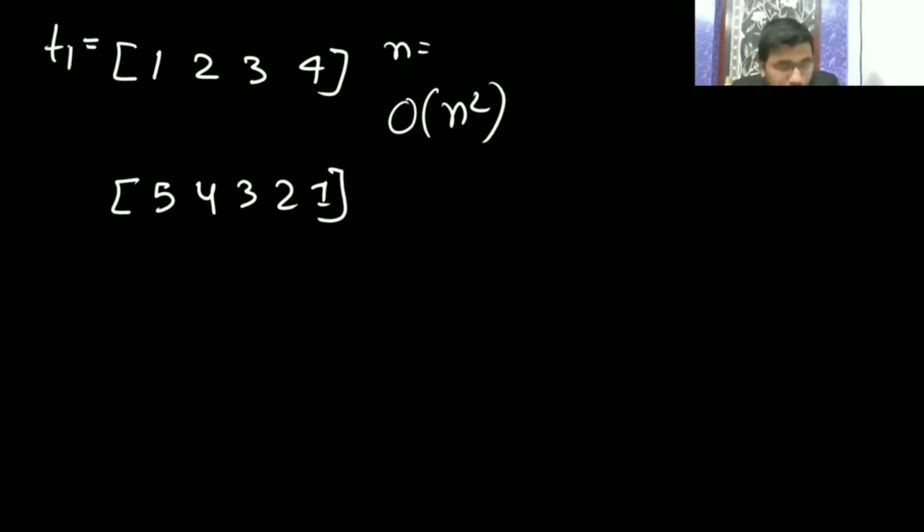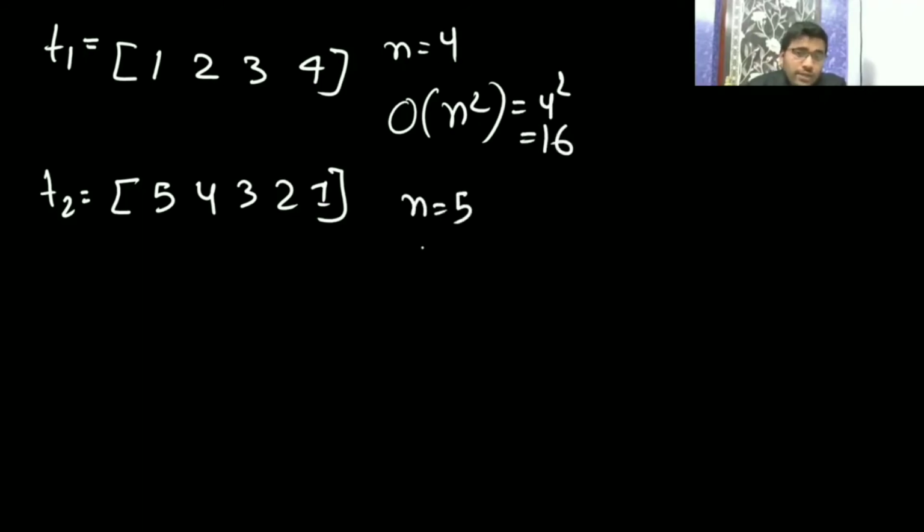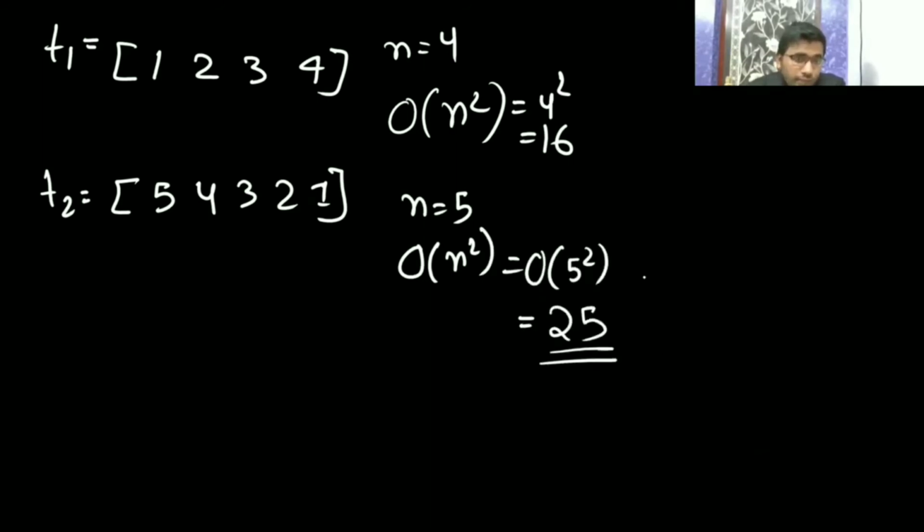They have said let T1 be the time here and T2 here. Here the number of elements is 4, so you are going to get 4 square, that is 16. Here the number of elements is 5, so you are going to get big O of 5 square, that is 25. So if you see the time, here it is going to be 25, here it is going to be 16.